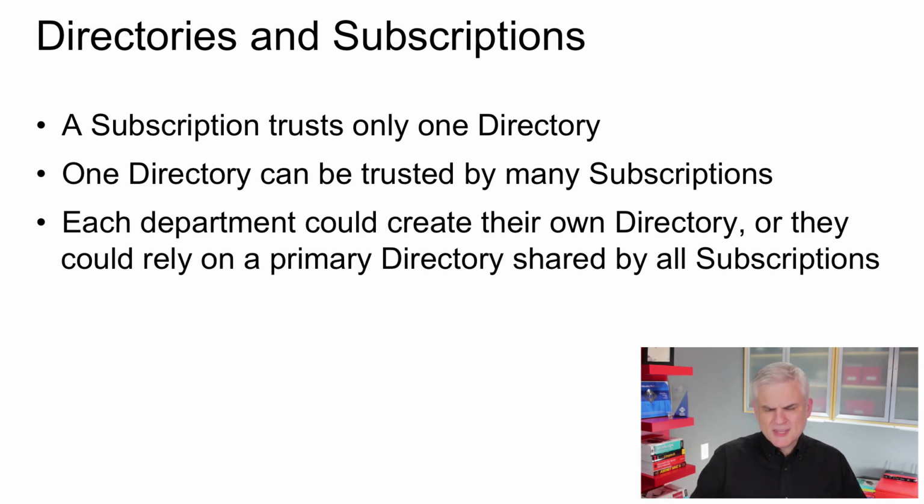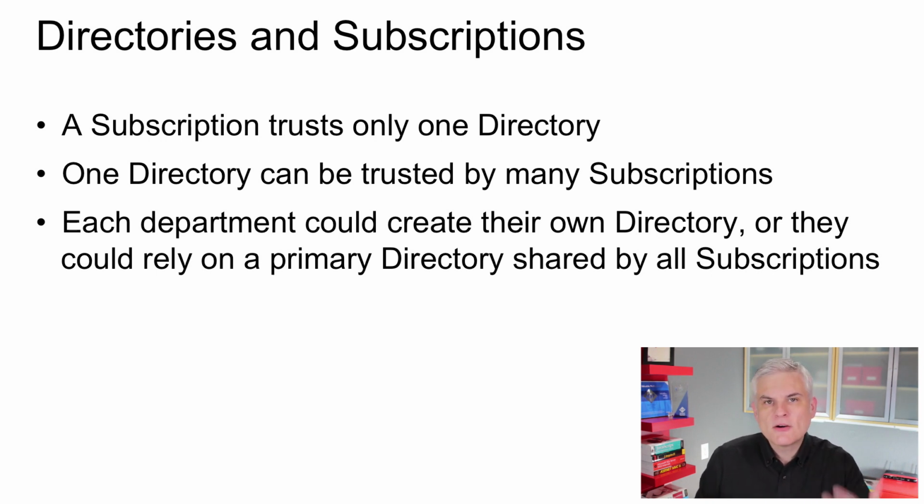So let's just keep this straight. A subscription trusts only one directory. One directory could be trusted by many different subscriptions. Furthermore, a given organization could cancel all of their Azure subscriptions. They could cancel Office 365, they could cancel their MailChimp account, and the directory would still exist. So directories are not tied to a specific subscription or service.